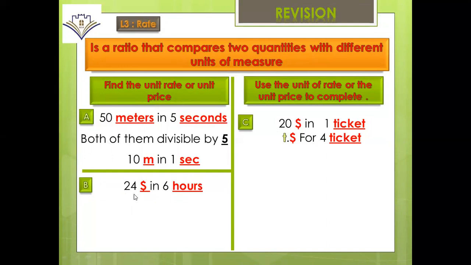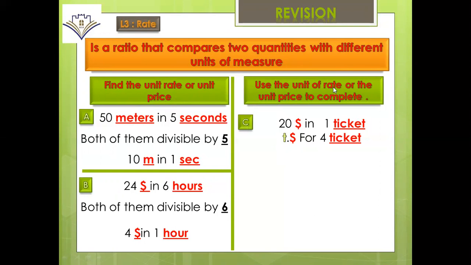Letter B, $24 in 6 hours. We have here two different units, dollar and hour. But 24 and 6, both of them are divisible by 6. Then 24 divided by 6 equals 4, and 6 divided by 6 equals 1. Then the answer is $4 in 1 hour.